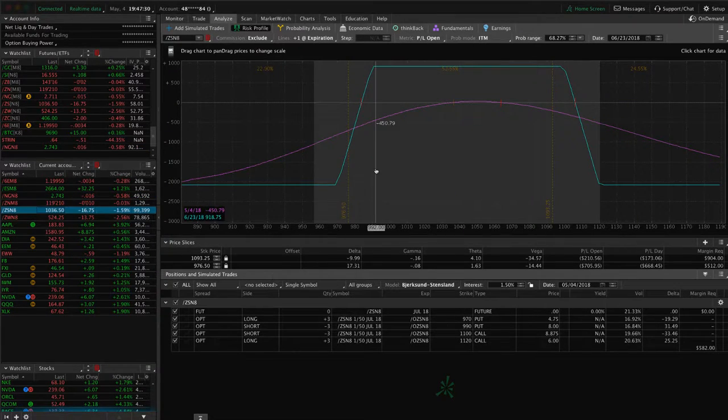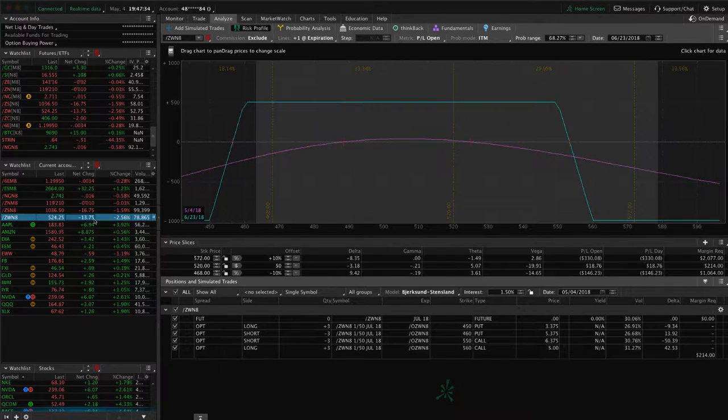ZS, soybeans, got an iron condor, still very centered there, so nothing to do but wait. Wheat, very similar, got an iron condor, got a tiny bit of profit, waiting for some more theta to decay in those options.